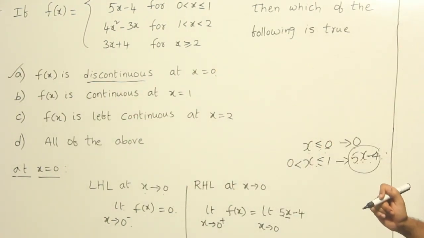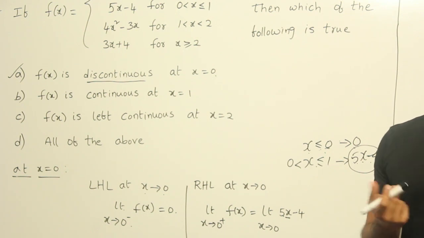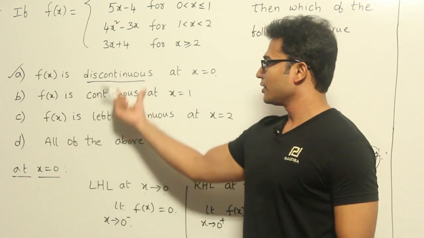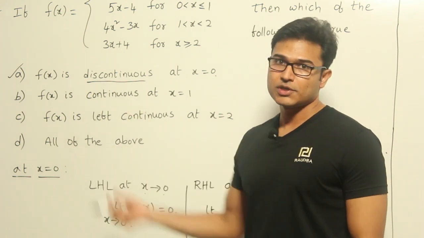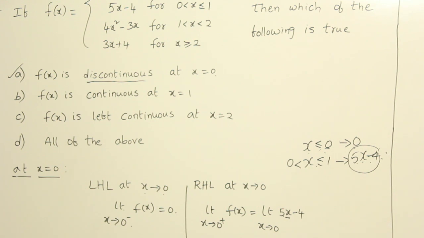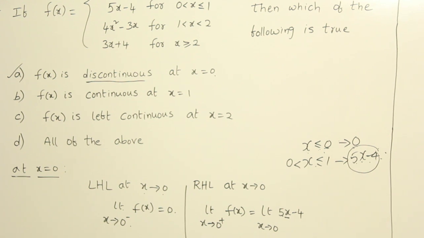Now since option A is true, generally you don't check other options, but if you look at option D, it is given as all the above. Whenever you have all the above, you are supposed to check all the other options also. Now let's see option B. What happens to the function at x equal to 1?